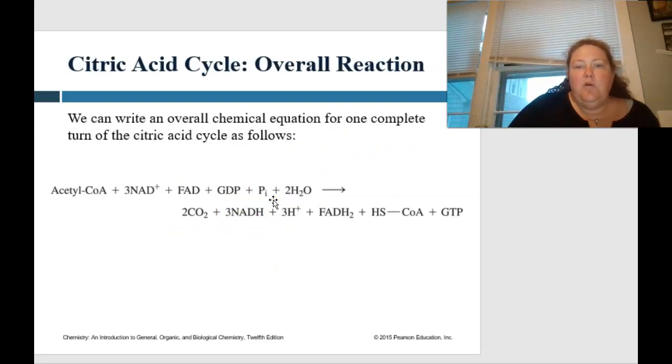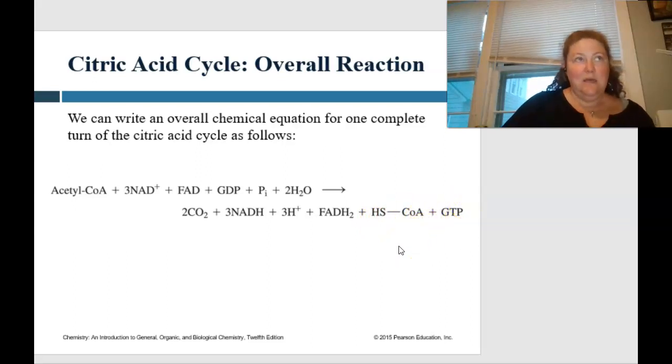Then, basically, the overall reaction of the citric acid cycle, you can write it for one complete turn of the citric acid cycle like this. You have acetyl-CoA plus 3 NAD+, FAD, GDP, Pi, and 2 H2O, and it produces 2 CO2, 3 NADH, 3 H+, FADH2, HS-CoA, and a GTP.